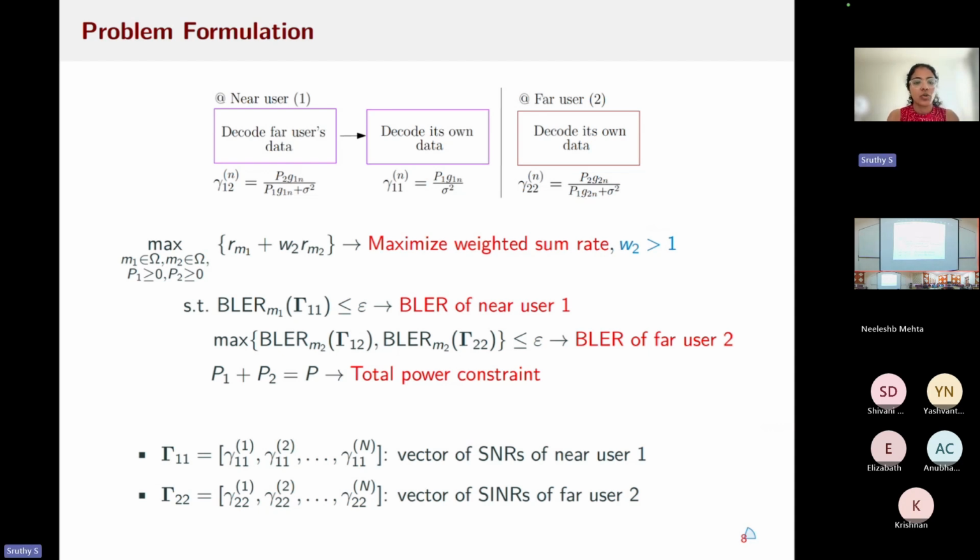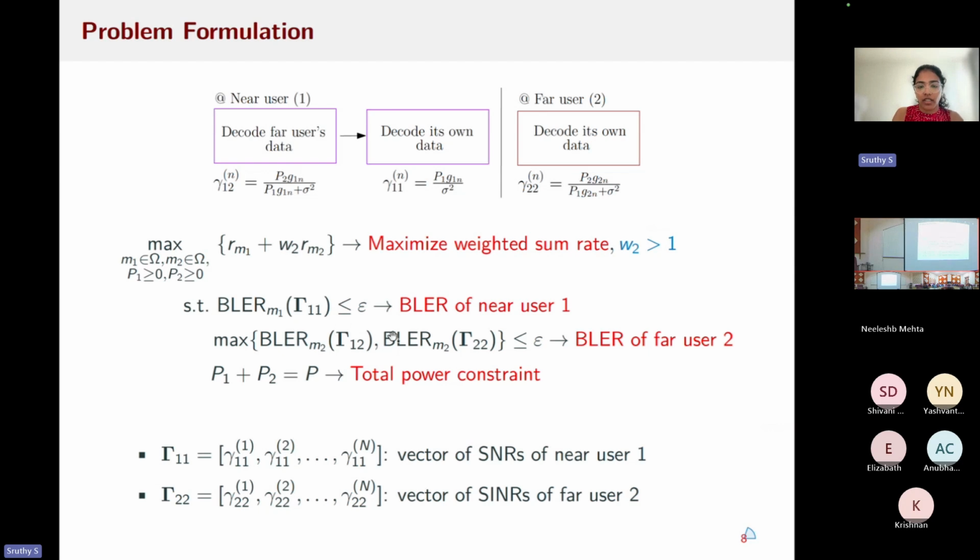So here we try to formulate the optimization problem as maximizing weighted sum rate. Here, RM1 is the rate of user 1 and RM2 is the rate of user 2, and we are giving a weight to the far user such that we give more priority to that user, in a way that W2 is greater than 1. So we try to maximize weighted sum rate subject to the block error rate constraint of user 1. We say that the block error rate while decoding user 1's data should be below a threshold, epsilon.